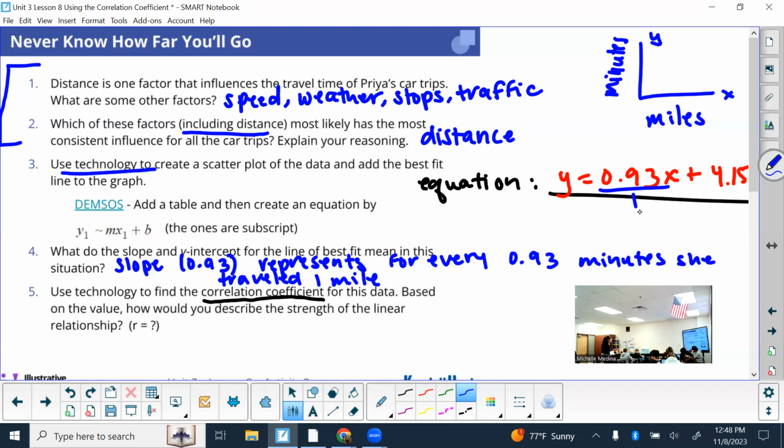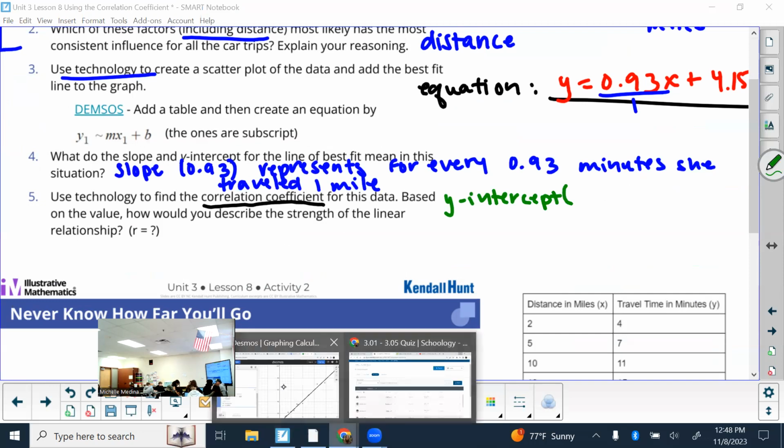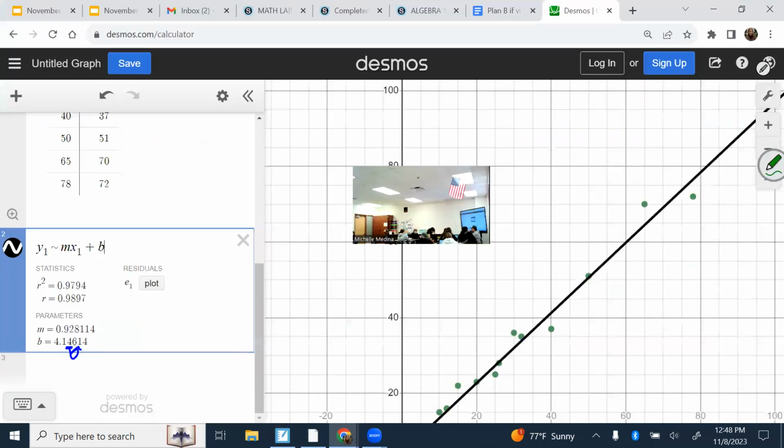All right, now my y-intercept. Let's take a look at our graph and see what our y-intercept even is, so that we can interpret it. So my y-intercept, which is what value according to this?